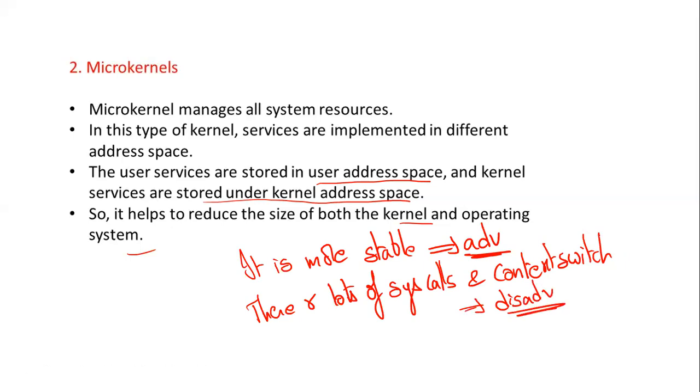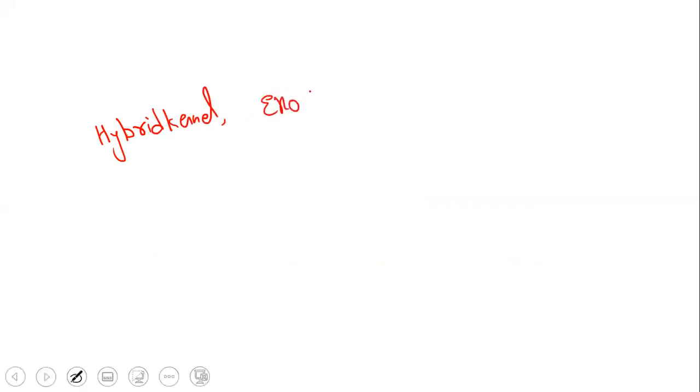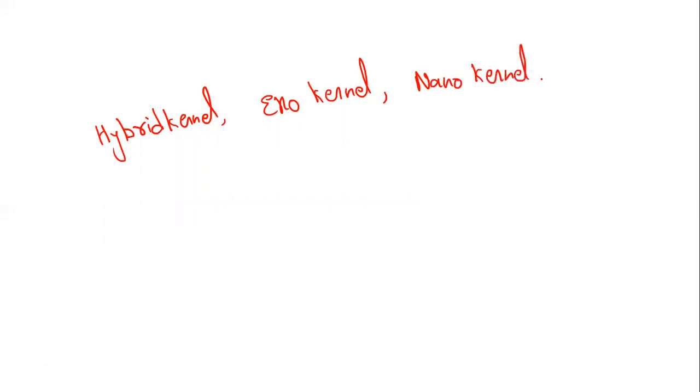So these are the two different types of kernel, the mostly used types of kernels. Actually, there are still others, like the hybrid kernel, exokernel, and nano kernel. These are all the different types of kernels which are used for interacting with the hardware parts, and the kernel is the innermost part of the operating system.